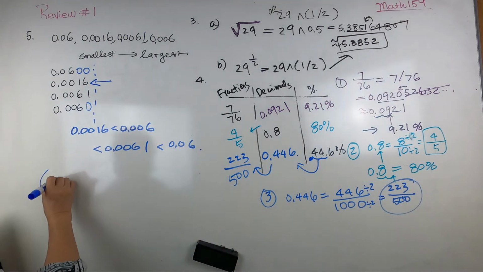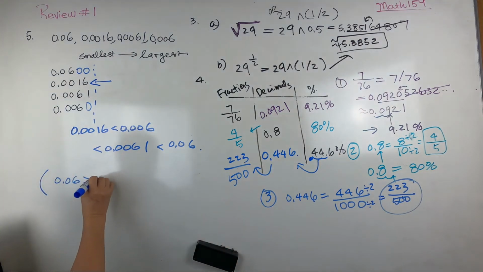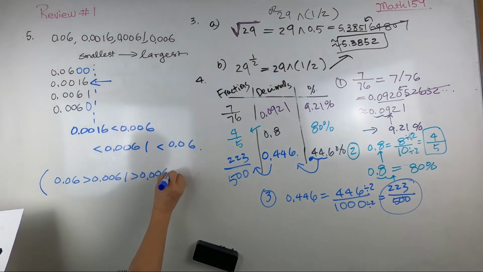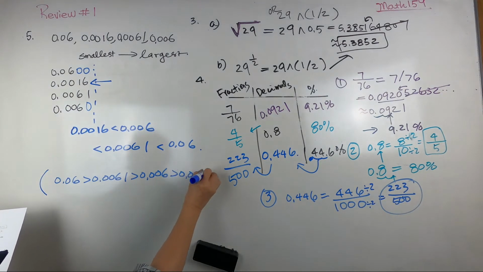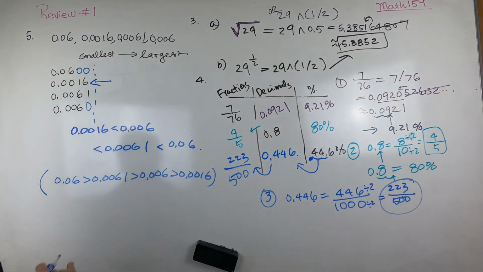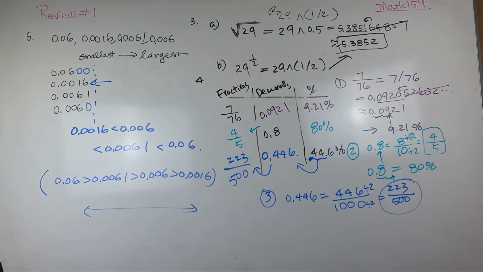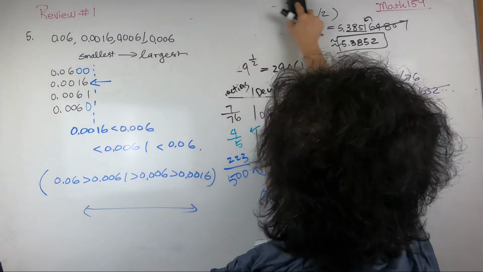If from largest to smallest, you should write it this way. Usually we write the smaller number on the left hand side, larger number on the right hand side, just like your number line, right? Okay, so that's how you do it. Okay, let's look at the next one. So that would be your chapter 1.